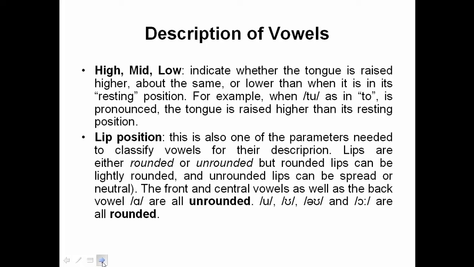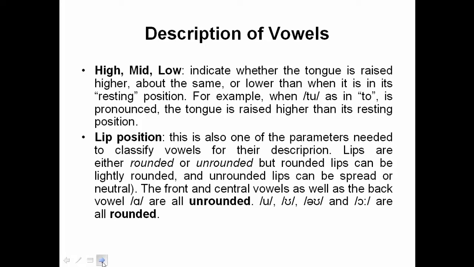Then a vowel can be described as high, mid, or low. These terms indicate whether the tongue is raised higher. If it is a high vowel, then the tongue would be higher. Mid means that it almost remains in the same position, and low means that it is lower than when it is in its resting position. For example, the word see, the word oo. In its resting position, it goes lower than that.